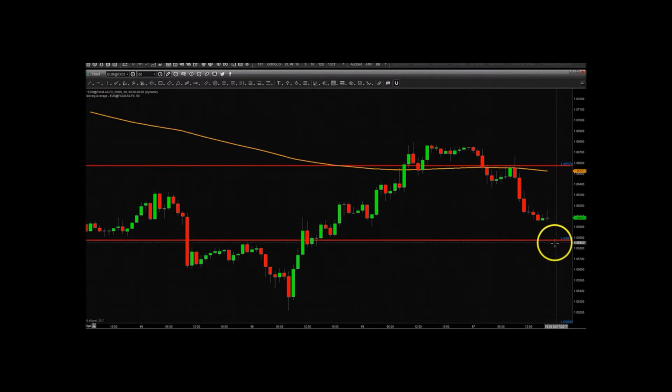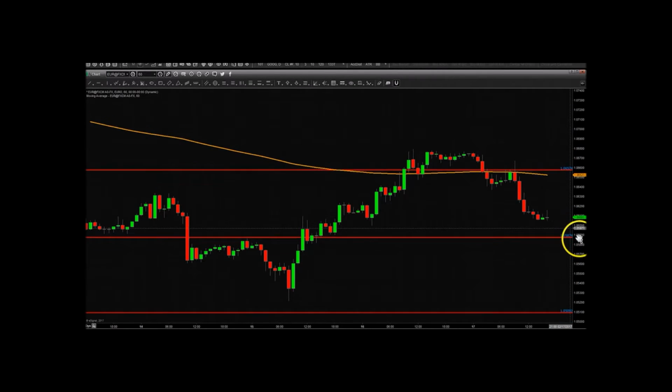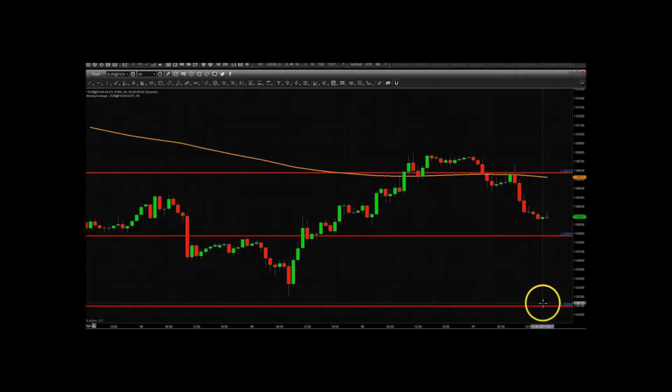Okay. Now we might come back and test support at 105.87. I'd like to get long in that area for a bounce back up. However, if we close below, we could roll down even lower, back to the 105.09 area. Okay, so that's what we're looking at.